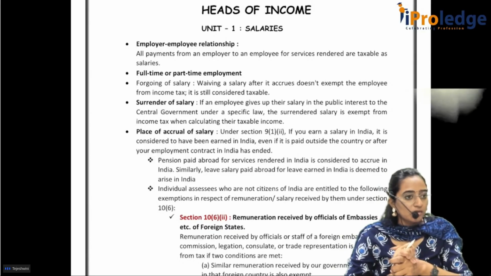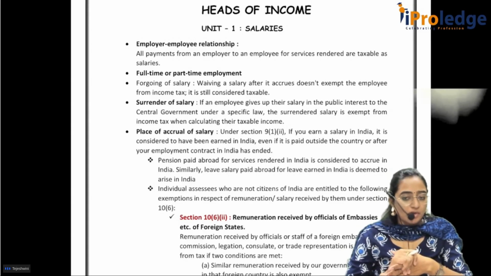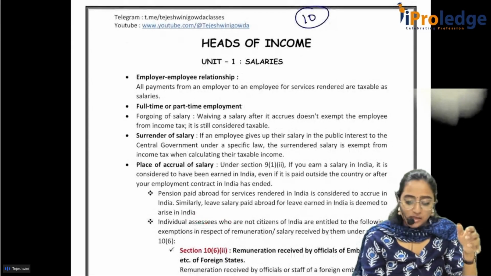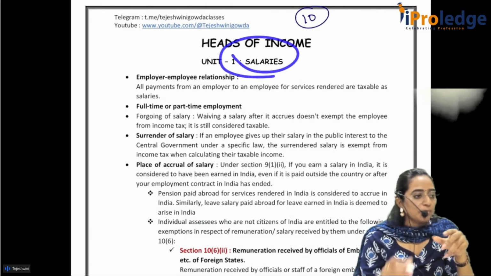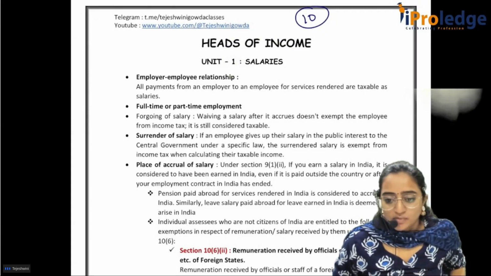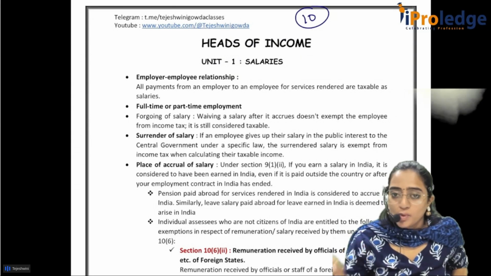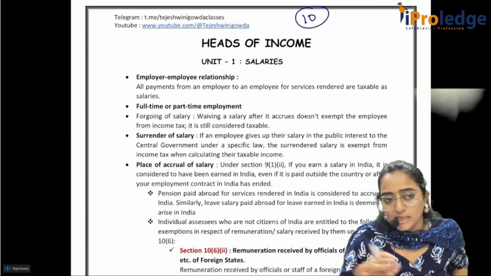Clear, everyone? Great. So now let's start with the head of income, that is salaries. When are you going to tax your income under the head salary? When there is employment. When there is an employer-employee relationship, only then does the concept of salary come.